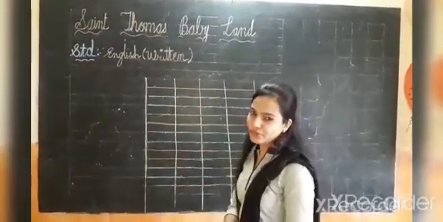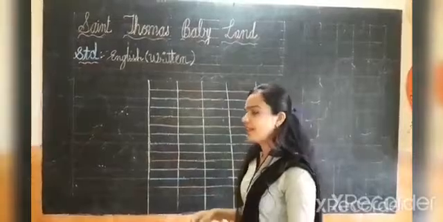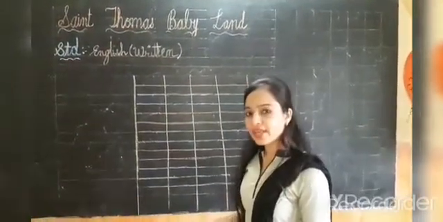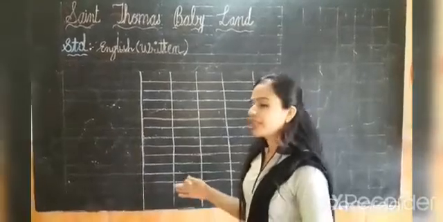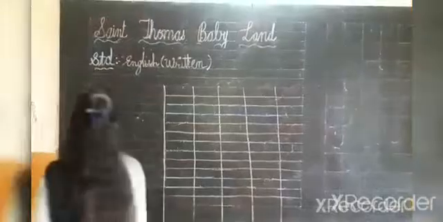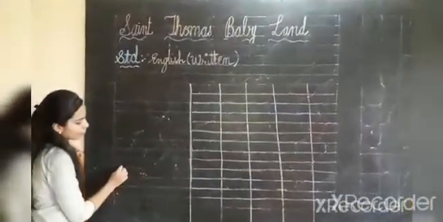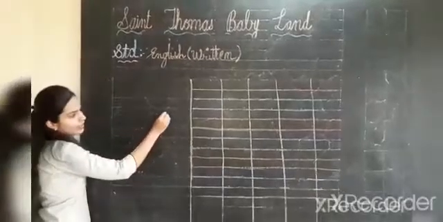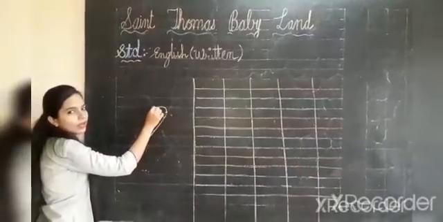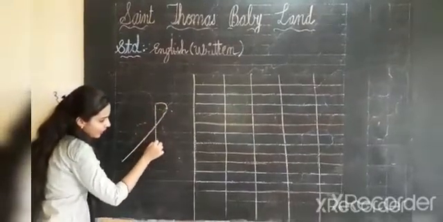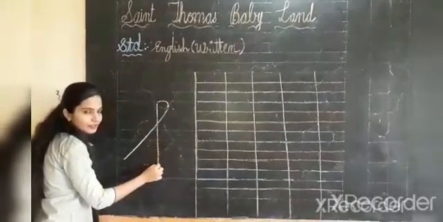It's revision time. So today I will revise letter B. I hope you all have learned how to write A. Now I will teach you again how to write B. See, first you have to do a slanting line. Okay. Then do a small curve. Okay. Then a straight line. Understood?